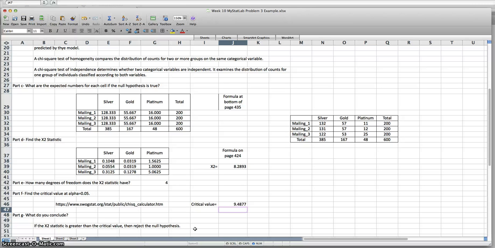And there you go. That's it. That's our whole problem. We made it easy with Excel and one little neat little site here.